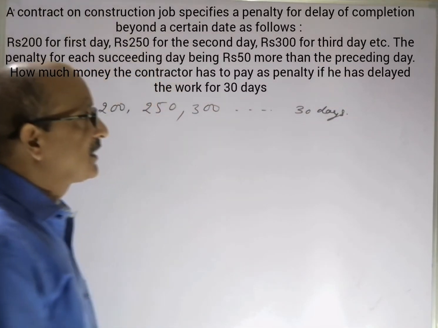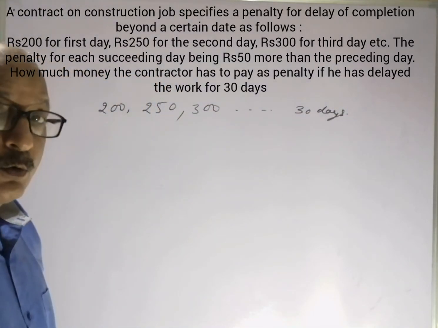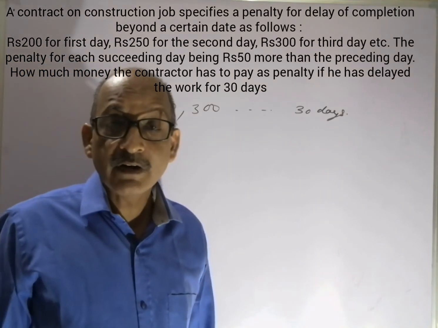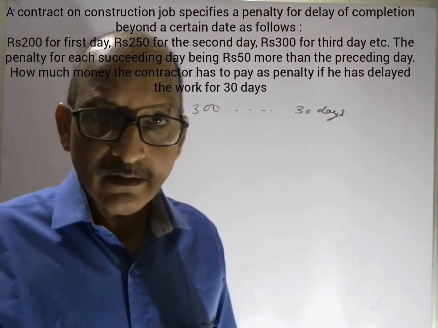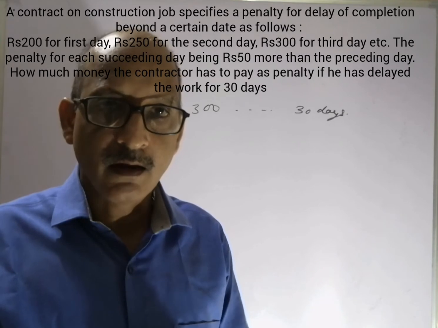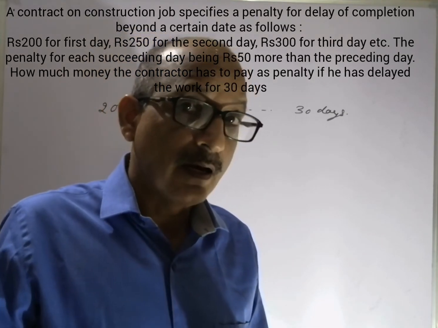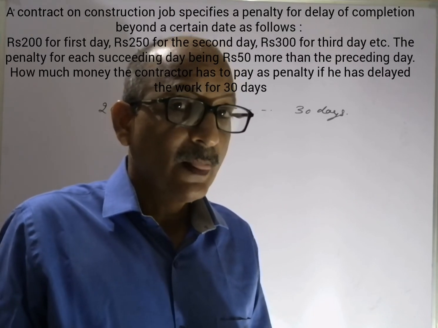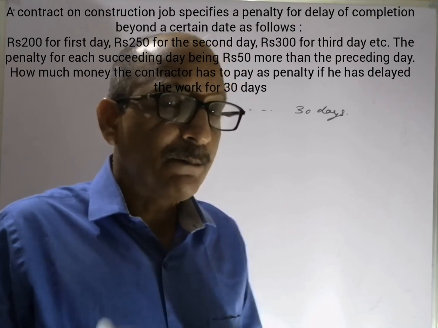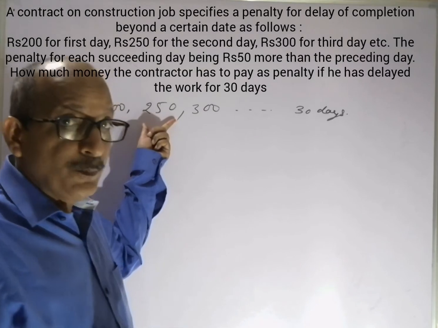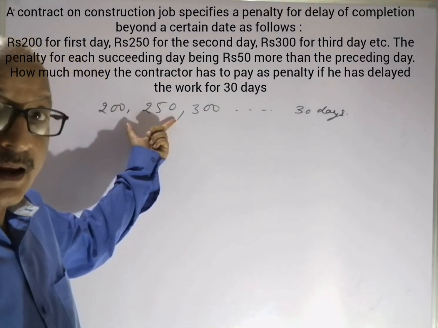Up to 30 days he has to pay. Means what to calculate? AN or SN? No doubt SN. Because the question says for the first day he pays 200, not up to 1 day. For the second day pays 250 rupees, not up to second day.